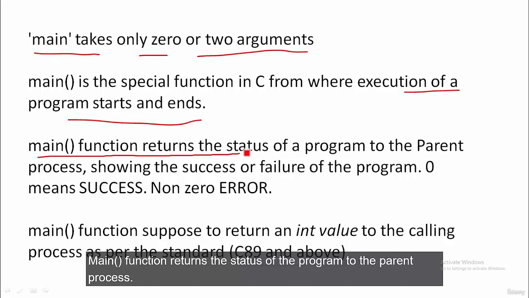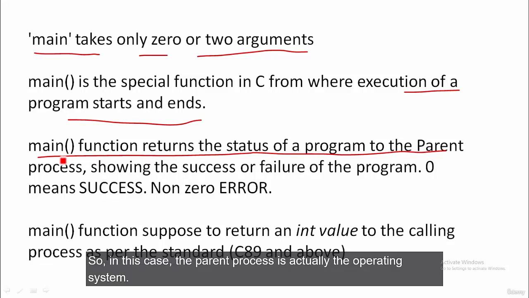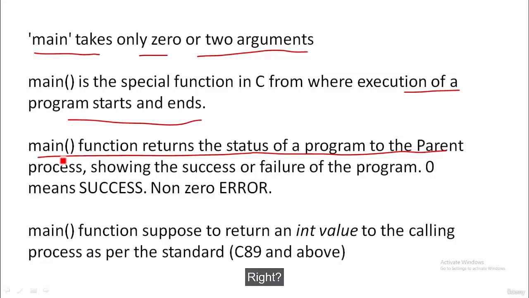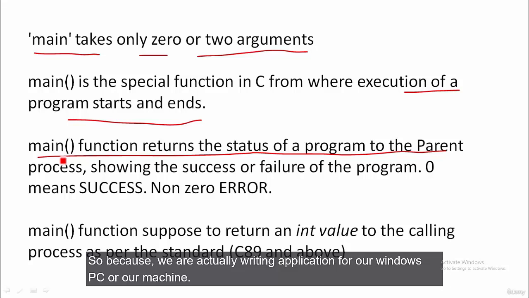main function returns the status of the program to the parent process. So in this case, the parent process is actually the operating system, right? Because we are writing an application for our Windows PC or our machine. The operating system launches the application, and when the application ends, it returns a code back to the OS. By that, the OS comes to know whether that process terminated properly or not.